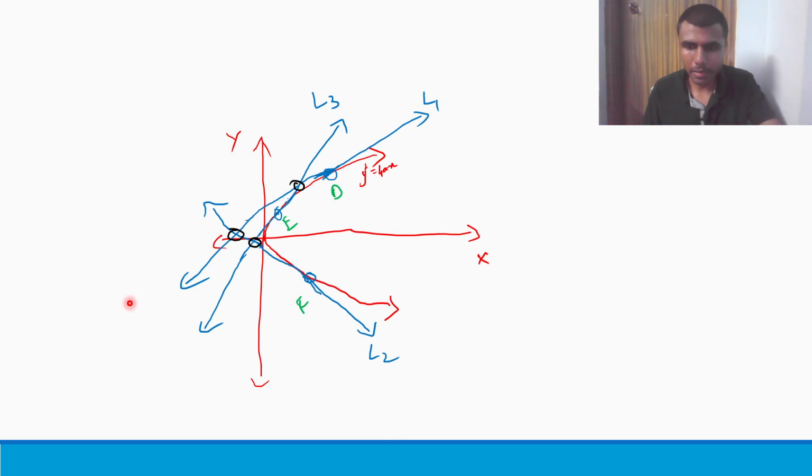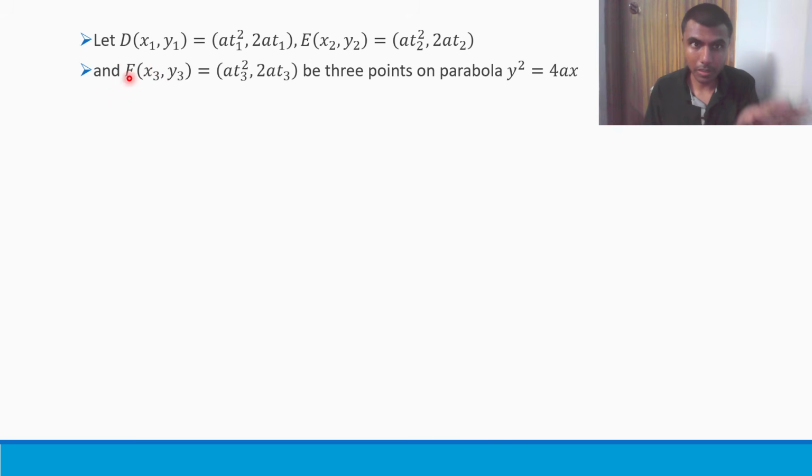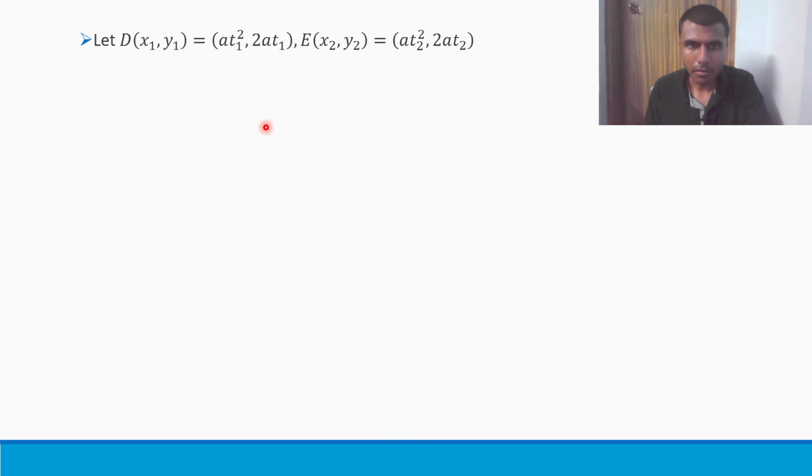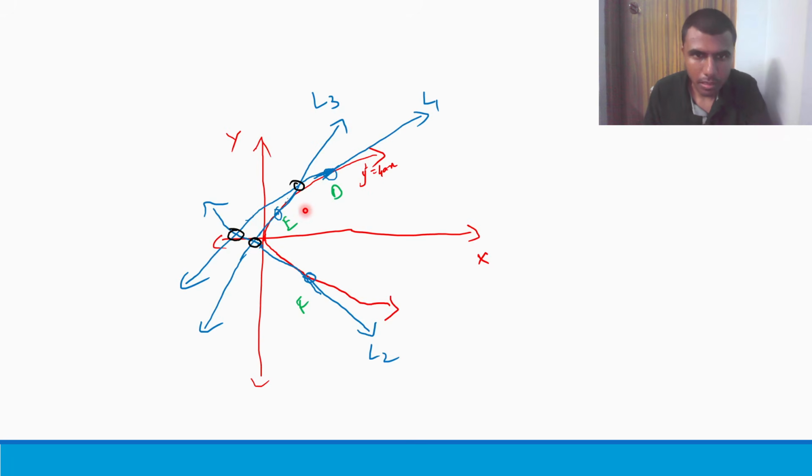Now, the 3 points are D, E, F, and I think I took the first as P. The tangent at D is this one, L1. The tangent at E I took as L2, and the tangent at F is L3. Actually it should be L2 for this one and L3 for this one. So the tangent at E is L2, and the tangent at F is L3.